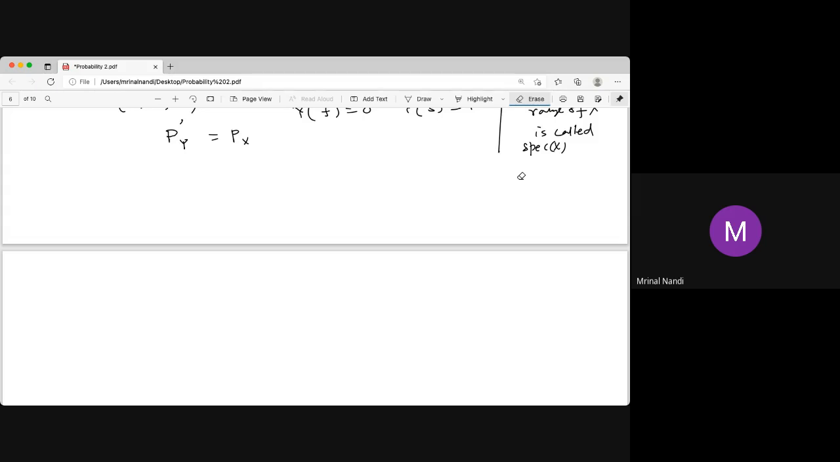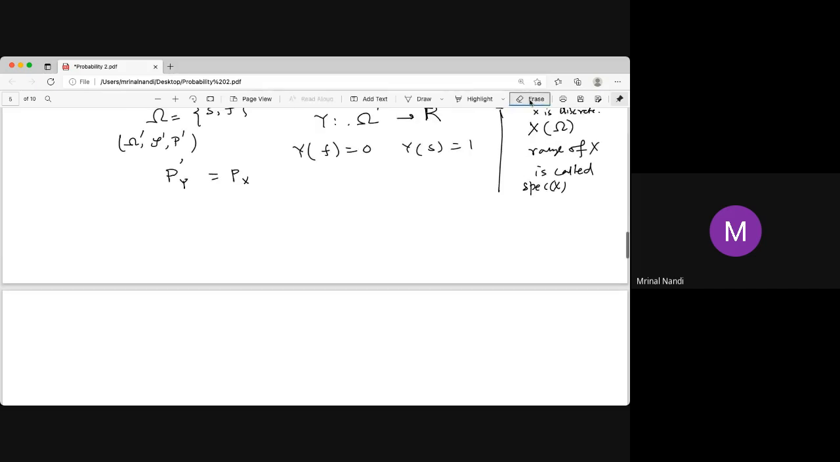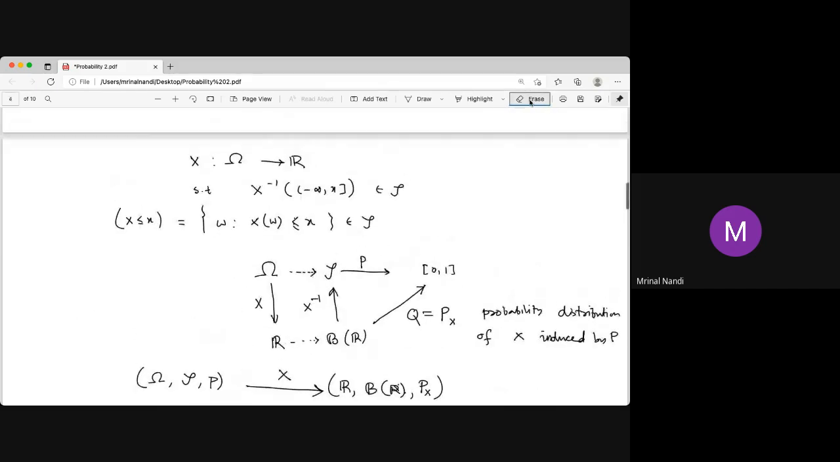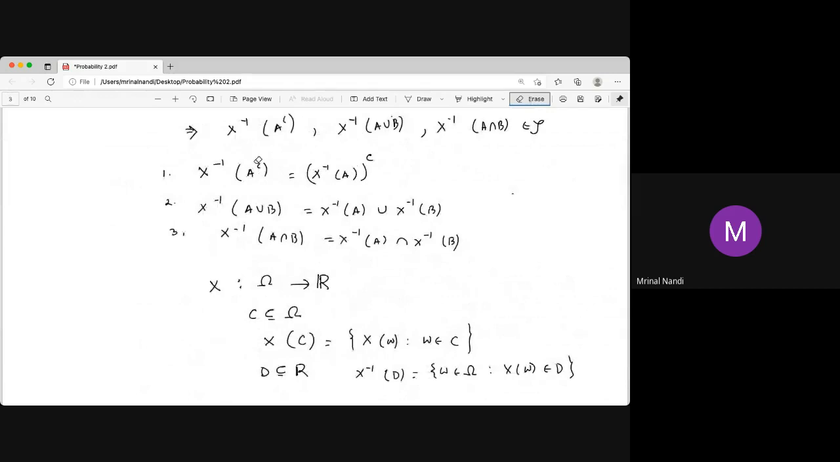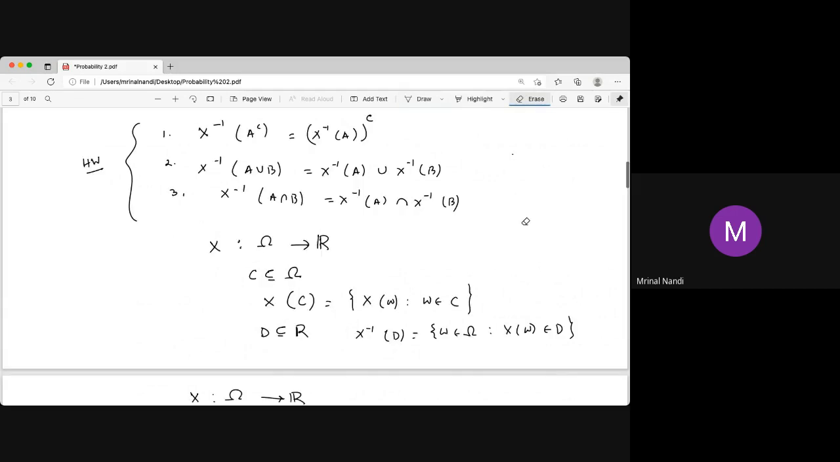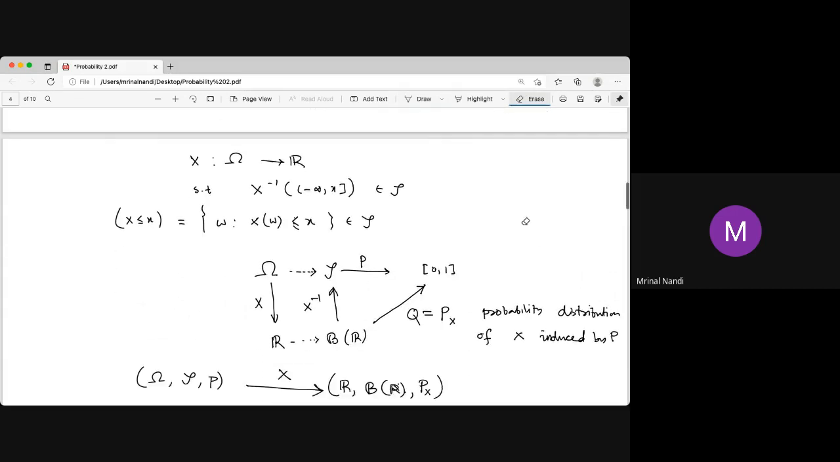So these results are the inverse image of this A union B. This is like a homework. You have to check these on your own. All these three results you have to check. This is the homework for you. You have to check all these things.